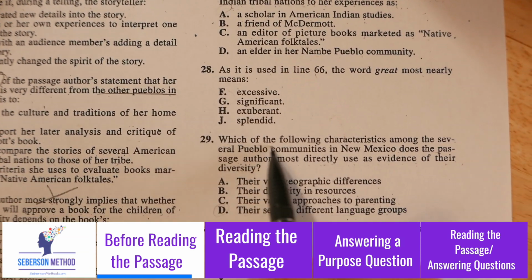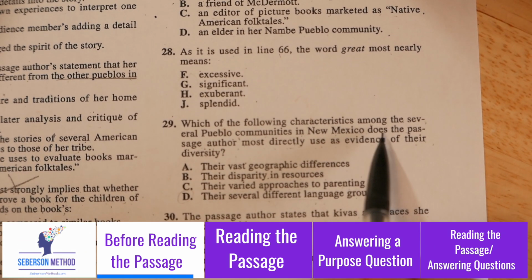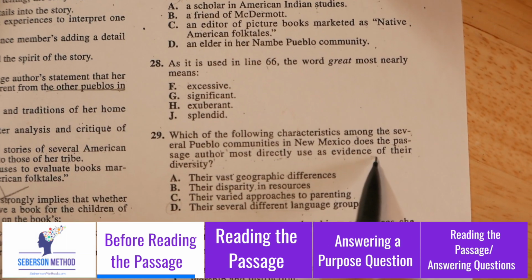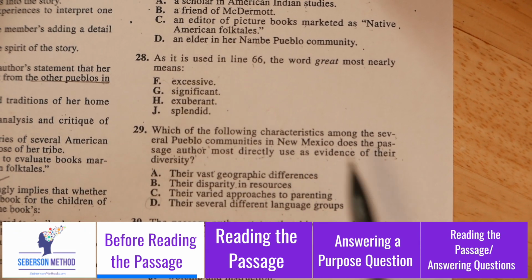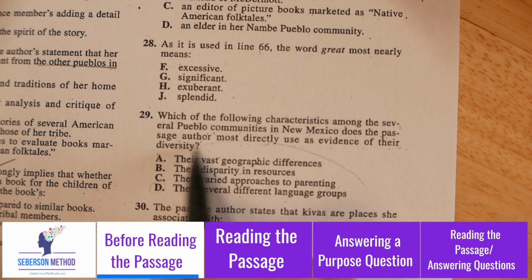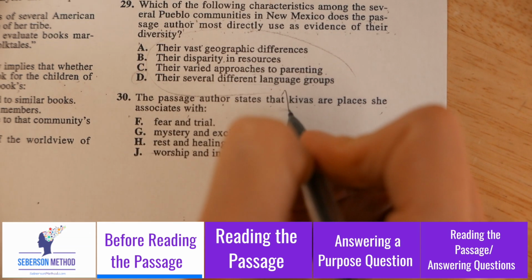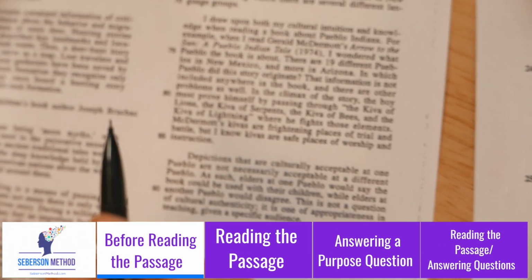And 29, which of the following characteristics among the several Pueblo communities in New Mexico does the passage author most directly use as evidence of their diversity? So there's diversity for Pueblos, and there is some characteristic that the author is going to use. It's going to be one of these four. And then the passage author states that kivas are places she associates with. So there are kivas, and there are places that she associates with something. All right, let's do this.